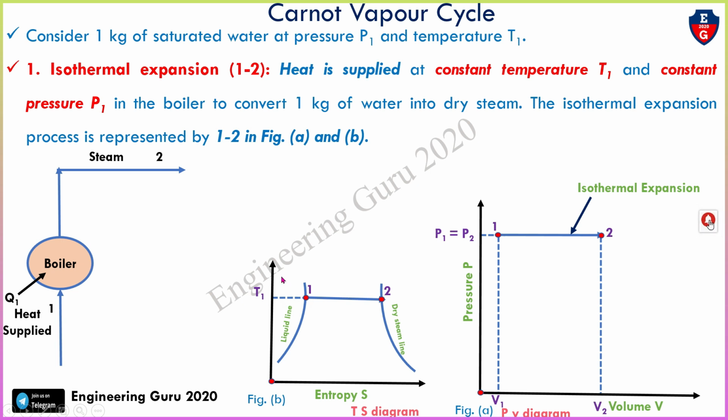This is also called a constant pressure process because we can see that point 1 and point 2 are both on the same line, so P1 equals P2. This isothermal expansion is also called a constant pressure process. The saturated water at point 1 is isothermally converted into dry saturated steam in the boiler. So this is process 1-2, isothermal expansion.